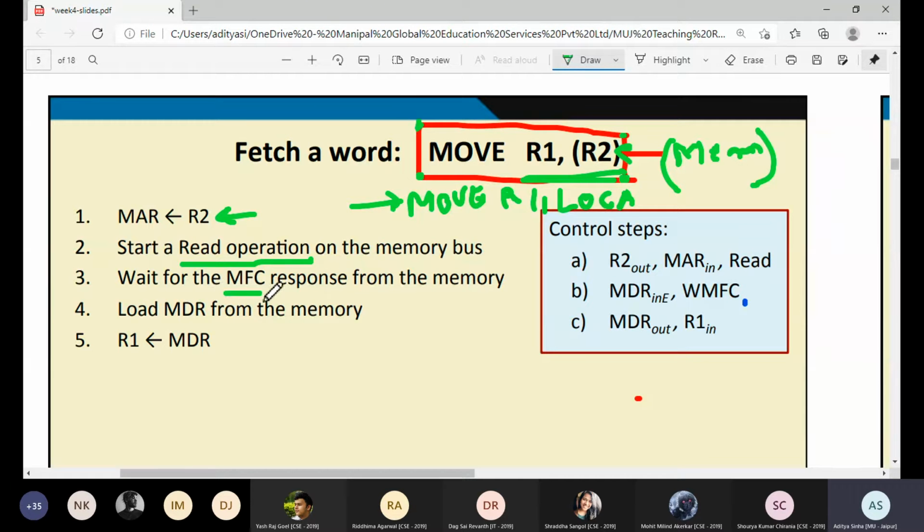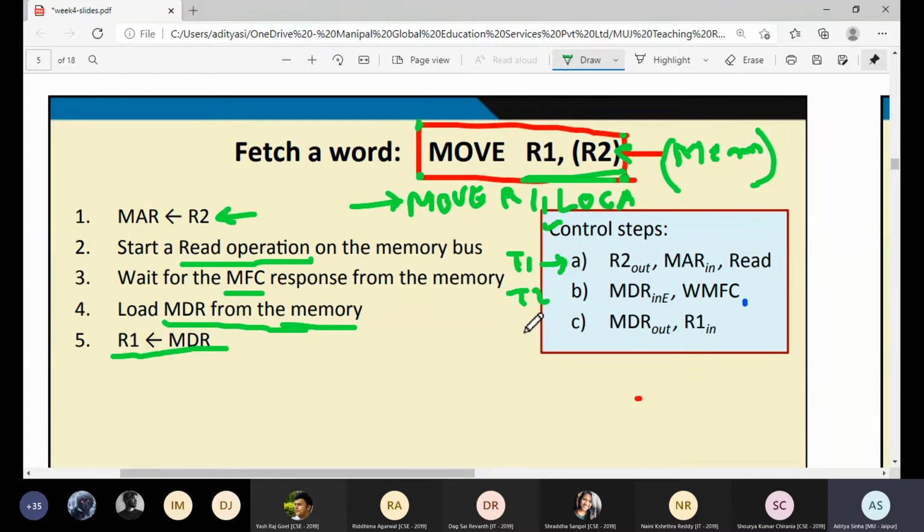Wait for the MFC. What is the full form of MFC? We just discussed. Memory function complete. Okay. Wait for the MFC response from the memory. Load the data into the MDR, that is from the memory into MDR, and finally MDR into R1. So this is the data flow, and these are the control steps which are required. These are the control signals which we need to activate to accomplish this data path. What will be the first operation which has to happen at, say, T1 time?